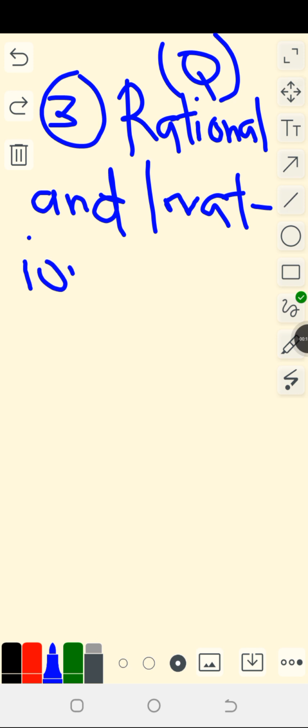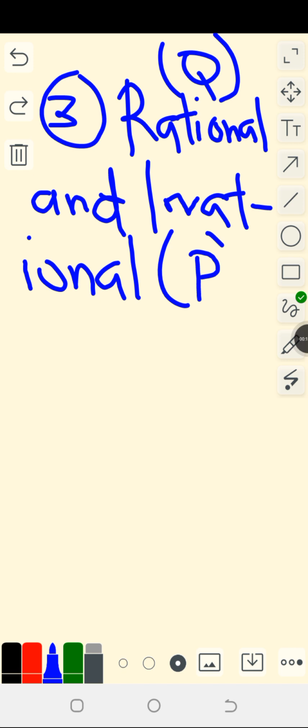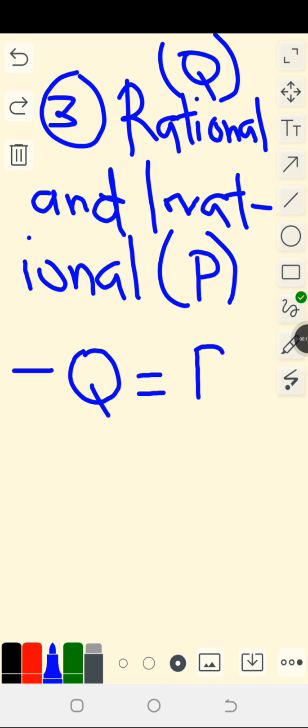Irrational numbers are represented using the symbol P. Now the first one, rational numbers. What are rational numbers? Rational numbers are numbers that can be expressed as a fraction. That means you have a division sign connecting two whole numbers, in most cases, whole numbers.